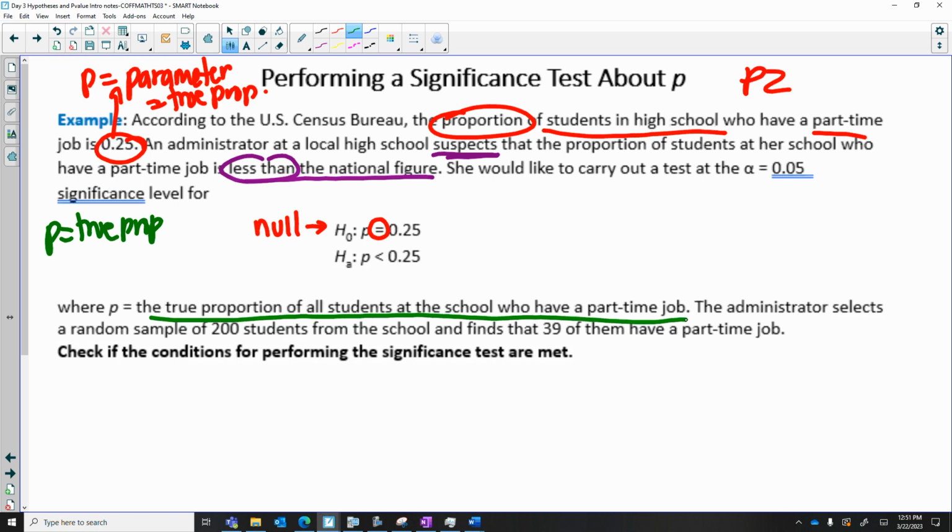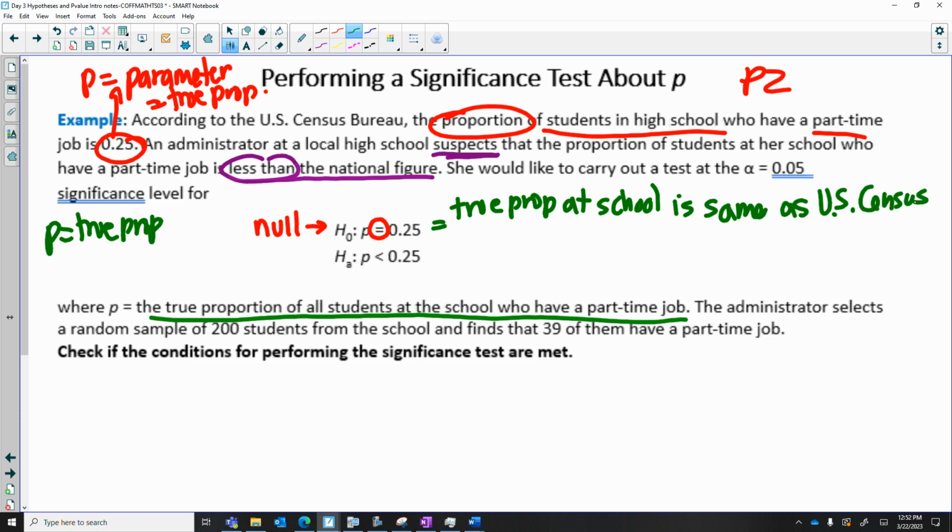So the null is that the true proportion at her school is the same as the U.S. Census Bureau, what they advertise statistic, which was 25%. But then the alternative hypothesis, the HA, that is what she's trying to prove. So the administrator suspects that the proportion is less at her school. So remember, that's called H sub A. And that is really what you're trying to prove. So she's trying to prove that indeed the true proportion is less than 25%.